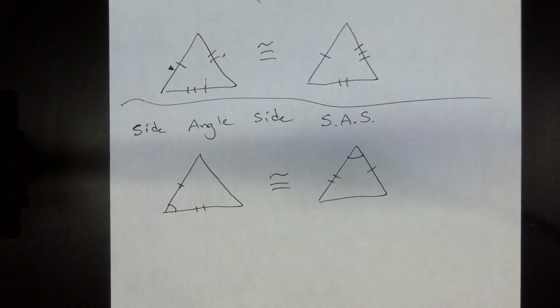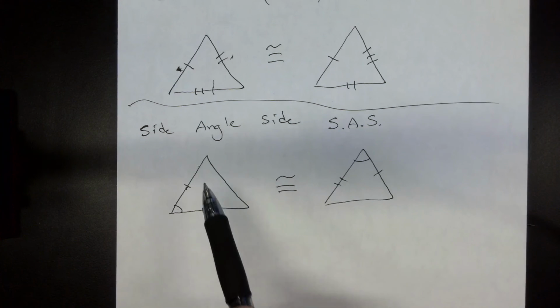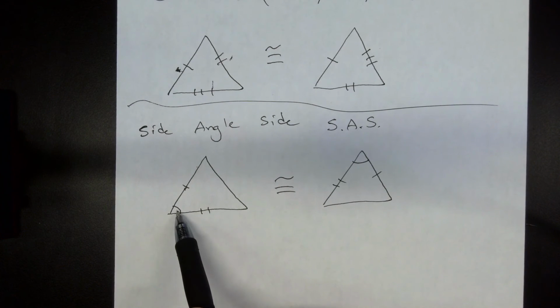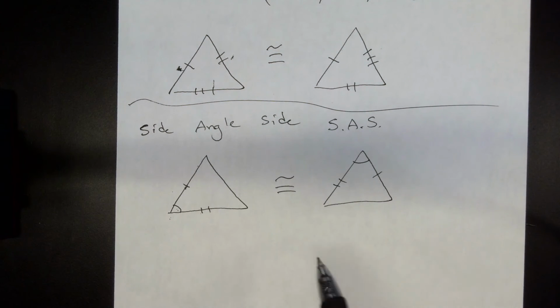So the first way is side, side, side. If all 3 sides of one triangle are congruent to 3 sides of another triangle, then all parts of those 2 triangles are congruent. This one, if a side and the angle included, which means the angle between the 2 sides, it has to be the angle between the 2 sides. It cannot be this angle out here. It has to be a side, an angle next to it, and the other side. If that's the case, then every part of those 2 triangles are congruent. Okay, next one.